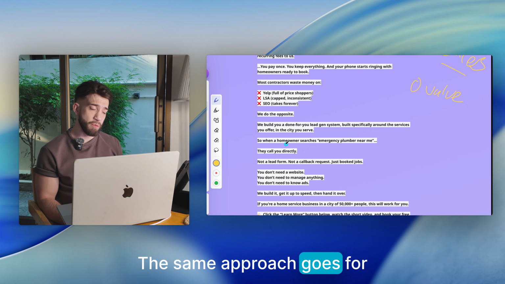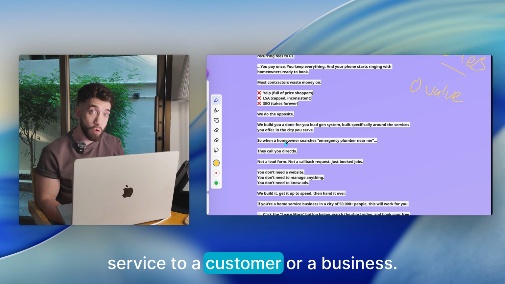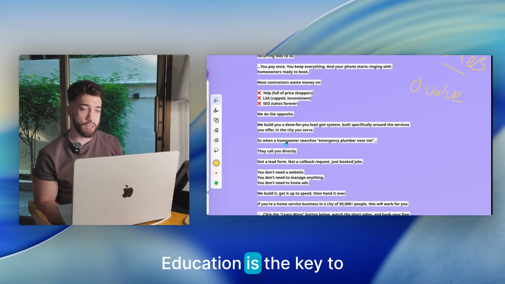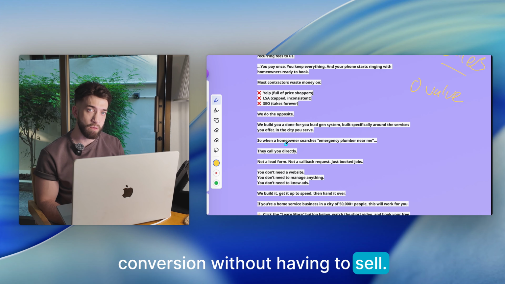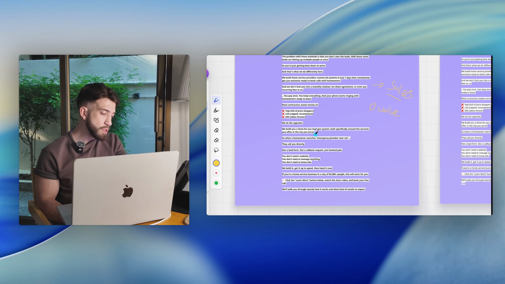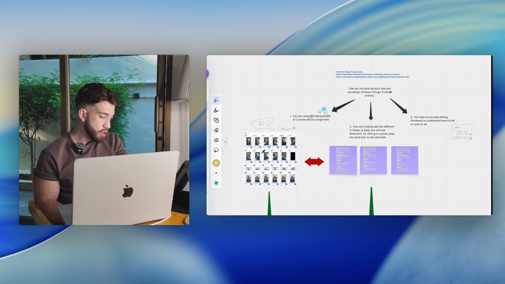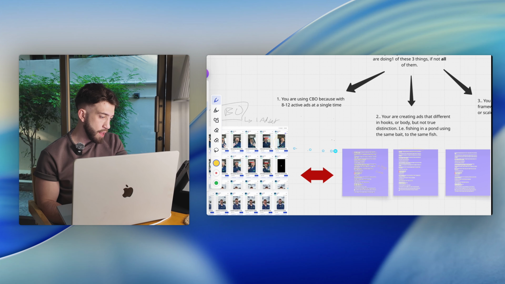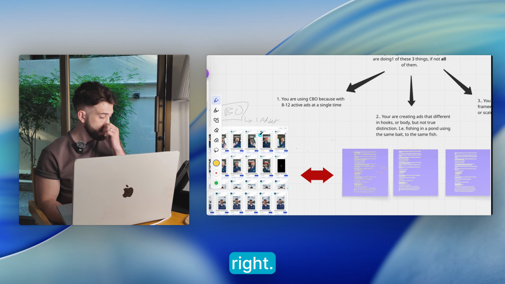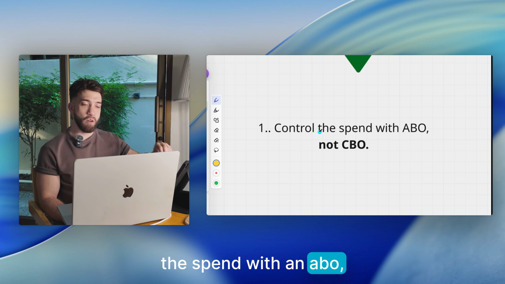The same approach goes for any business that wants to sell a service to a customer or a business. Education is the key to building a relationship to drive conversion without having to sell. So let's go into this, shall we? If we were to take this guy here, how would we improve what he's doing? And he's an HVAC, right? The first thing, we control the spend with an ABO, not a CBO.